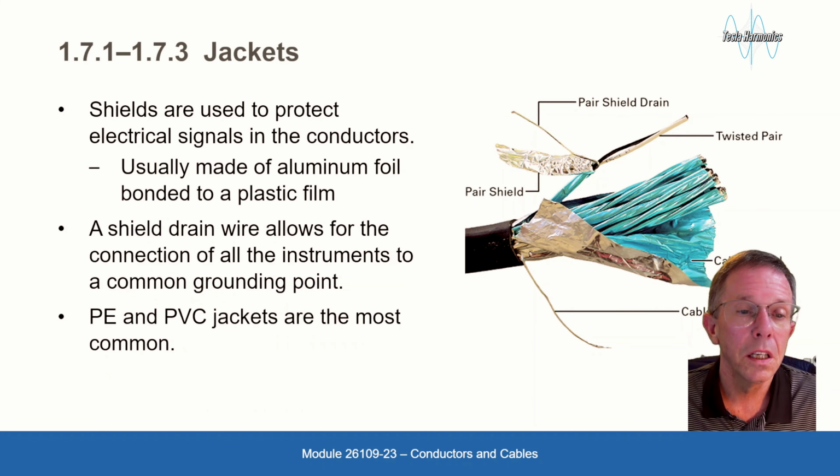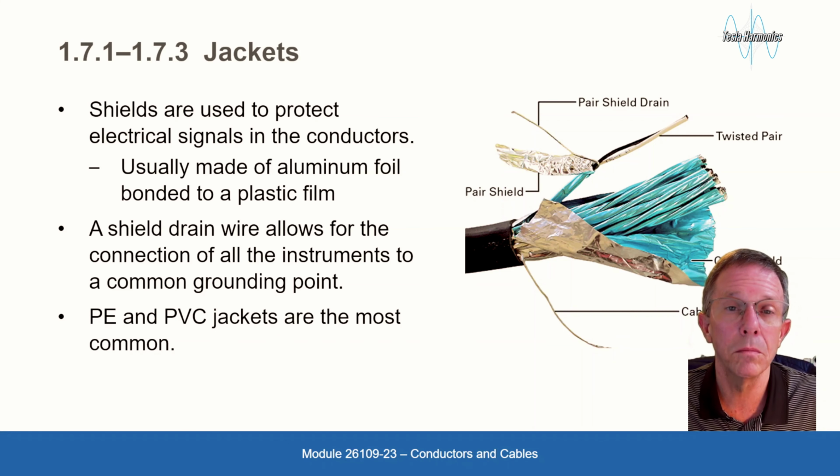Jackets. Shields are used to protect electrical signals in the conductors. They're usually made of aluminum foil bonded to a plastic film. A shield drain wire allows for the connection of all instruments to a common grounding point. PE and PVC jackets are the most common type.